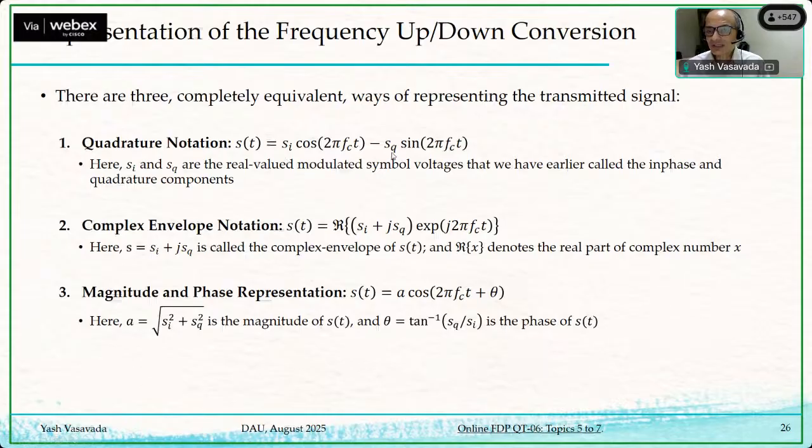Basically, S_I and S_Q contain the information. Ultimately, they are the bits. But we can't transmit bits using electromagnetic waves. So what this modulation scheme does is it takes some bits, converts them into S_I and S_Q. And then those S_I and S_Q become voltages. Those voltages are used to amplify this cosine and sine. And then ultimately they get combined like this, and then s(t) gets transmitted.